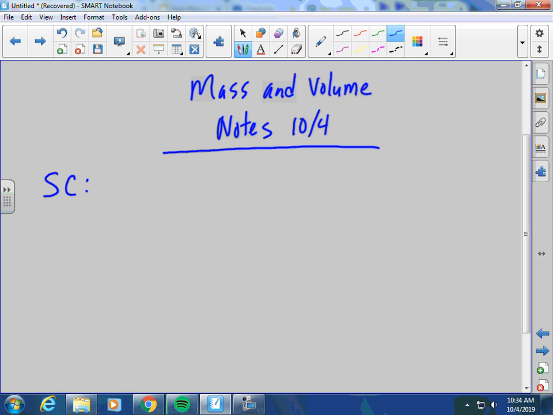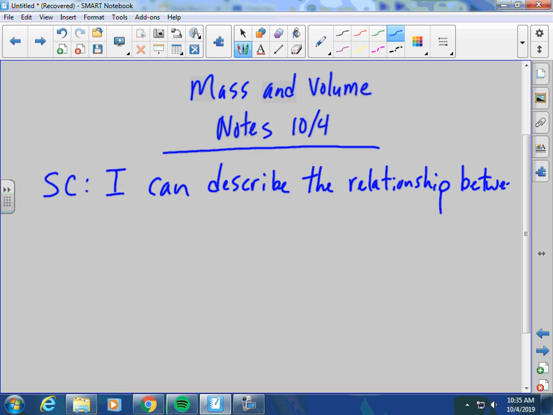Well, today we're going to move to a new success criteria. And what this is, is that I can describe the relationship between mass and volume. That's the point of this lab. So I want to show you exactly what we're going to be doing here. All right, so write that down. Got that in your notes? Okay, so we're going to try to describe the relationship between mass and volume. I wouldn't be asking that unless there was some kind of relationship between mass and volume.